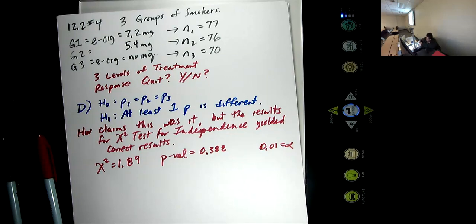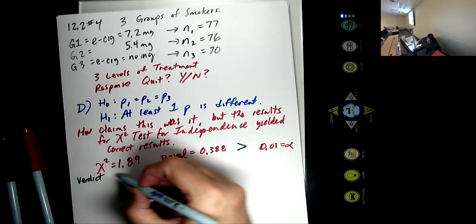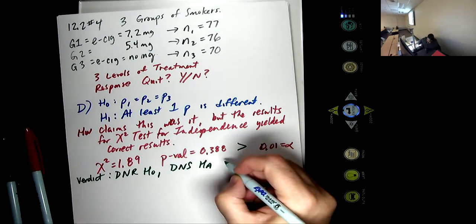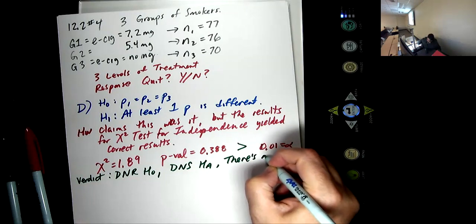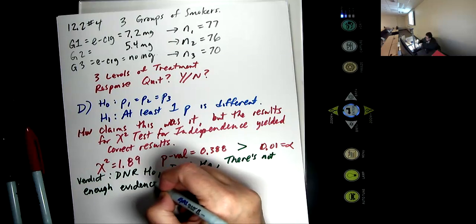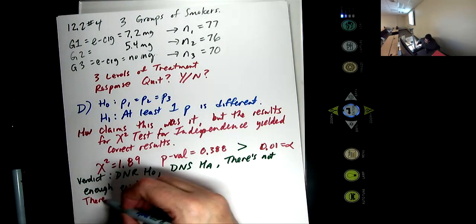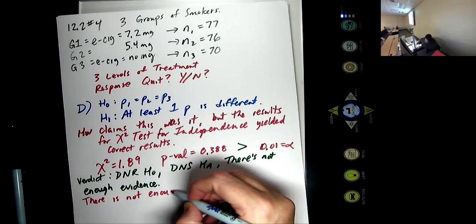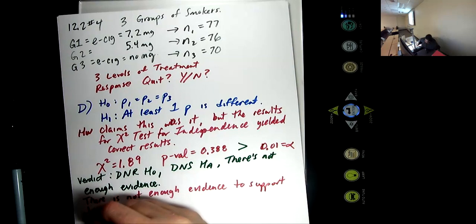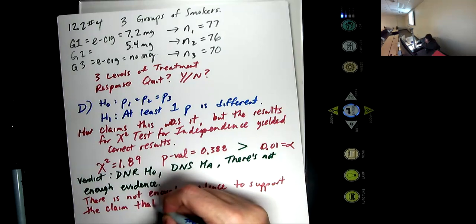So we have our p-value is greater than alpha. So p-value is not too low. Do not reject H-naught. Do not support H-A. There's not enough evidence. So there is not a left. You support the claim that at least one P is different.